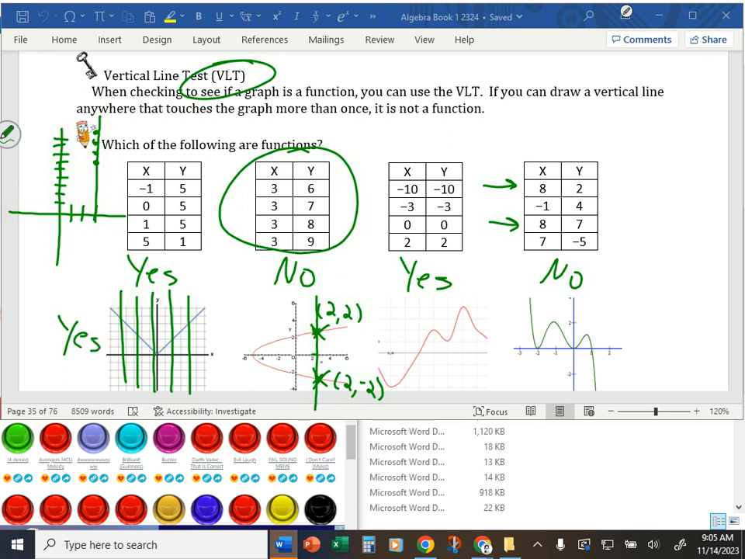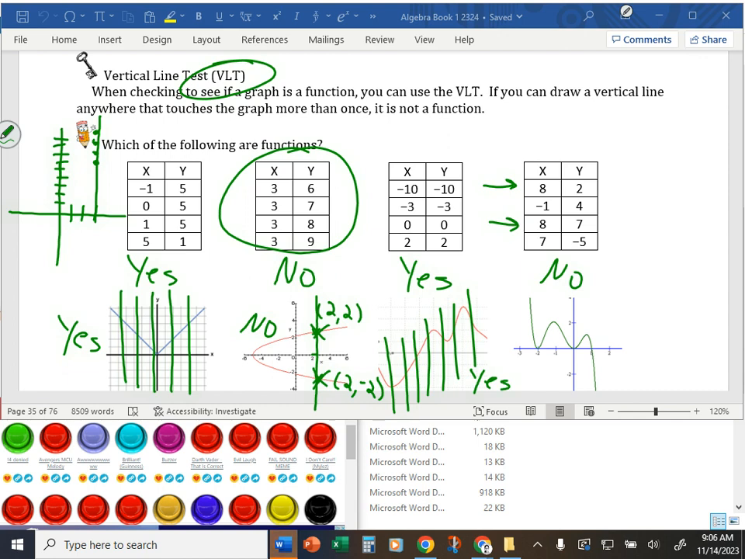We talked about the second one, not a function. Third one, it's curvy, but is it a smooth left to right movement? Yeah. Does it fold over on itself anywhere? Any vertical line going to touch this in more than one place? No. Is it a function? Yes.